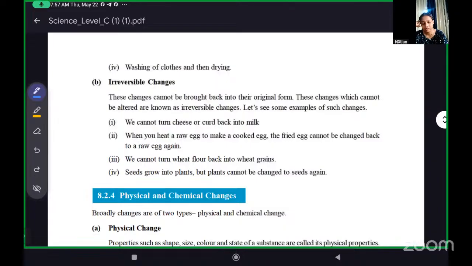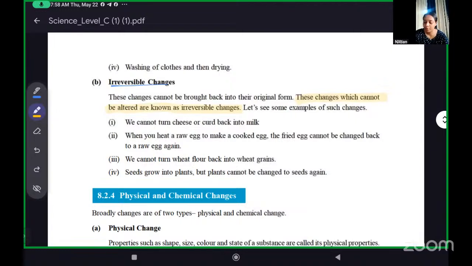Then comes another part known as irreversible. What are irreversible changes? These changes cannot be brought back to their original form, and they cannot be altered. Even if we alter the conditions, they are still irreversible. We cannot change them again.